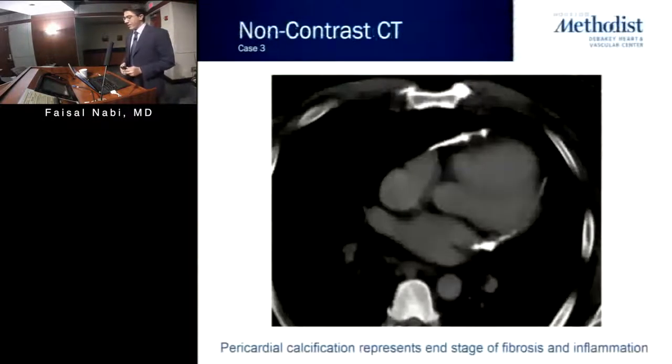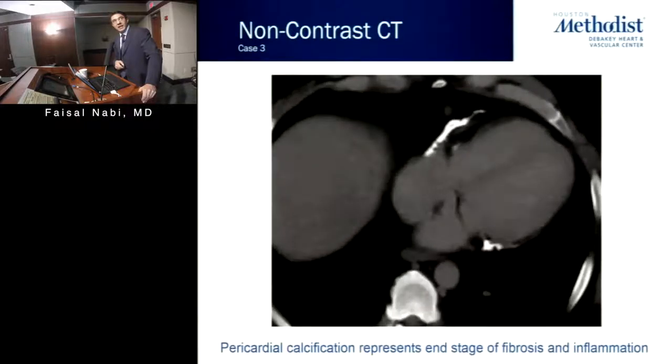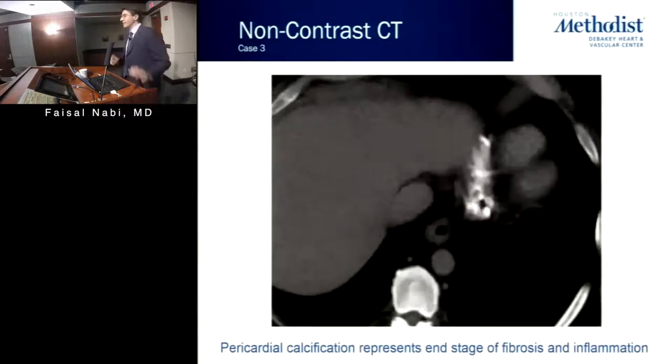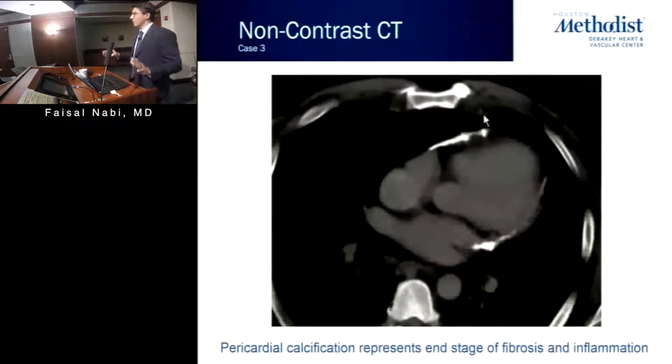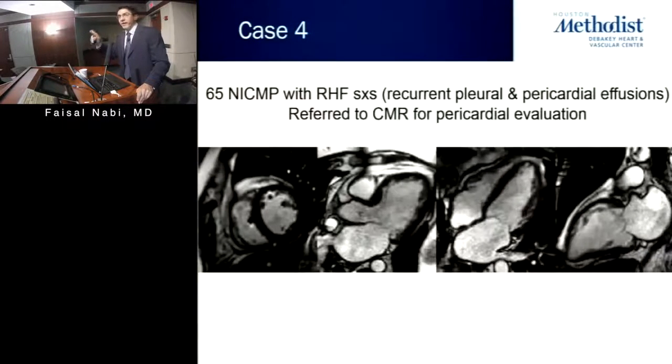Look at this patient's cardiac CT. I hope you'll appreciate that this is extensive calcific constrictive pericarditis representing end-stage fibrosis and inflammation. And the treatment for this patient is not anti-inflammatories. Rather, it would have been surgery. CMR can help us in constrictive pericarditis one other way.